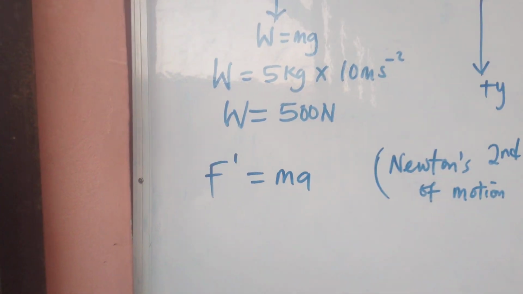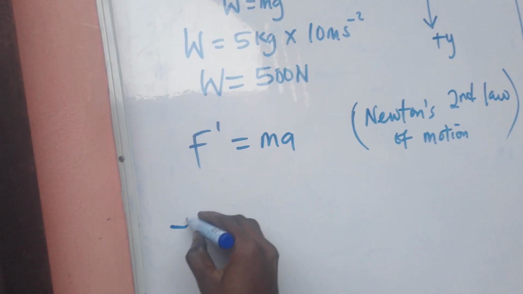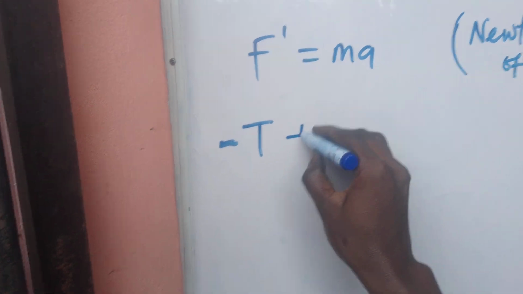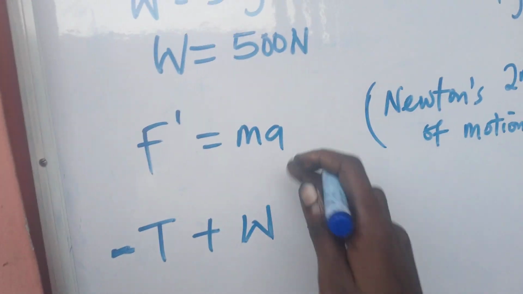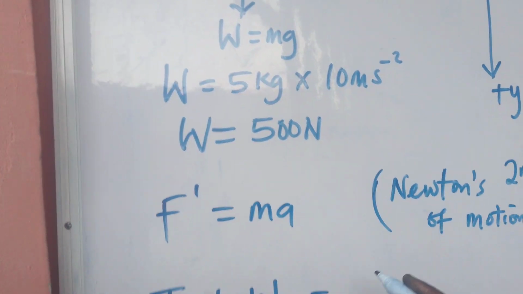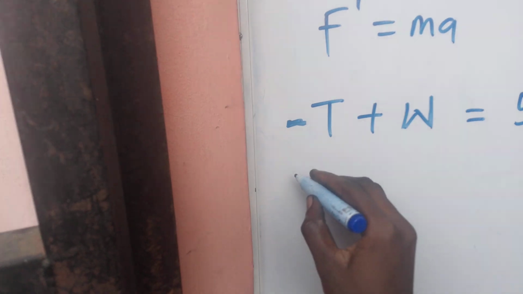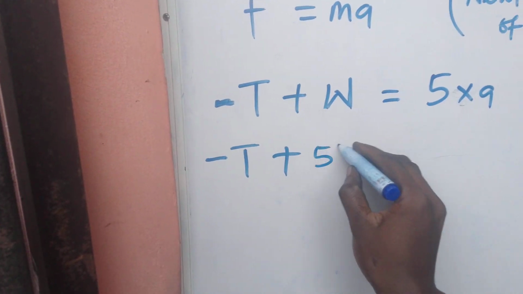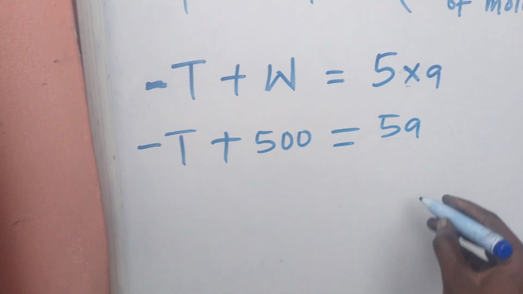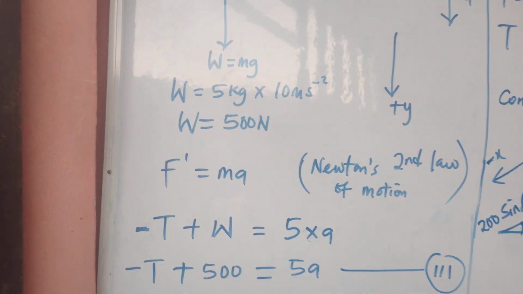Okay, that's Newton's second law of motion. The F there is showing us the summation of forces. So I'll take that one now as negative T, minus tension, based on the sign convention, and this one is positive W. Positive W equals the mass of that block, 5 kg, times linear acceleration. So this one now will be minus T plus the weight of the block, 500 Newton, that is plus 500, equal to 5A, which I'll call equation 3.